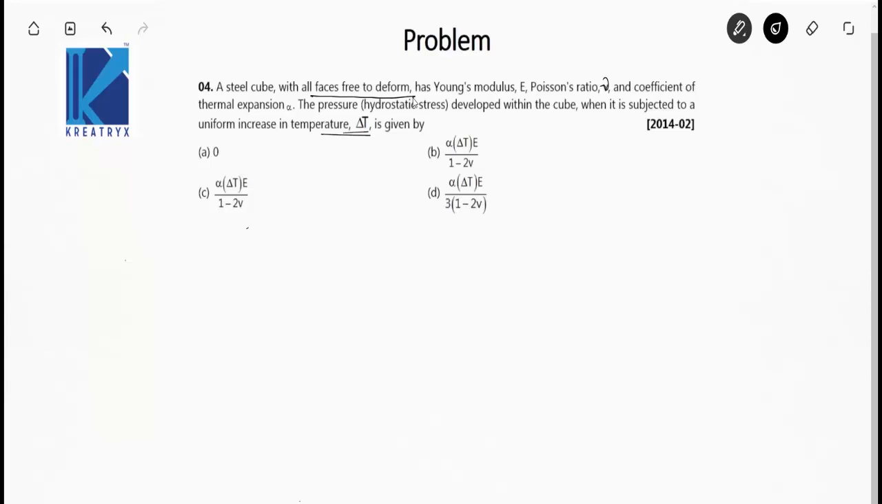So the steel cube is free to deform, there is no restriction on it, and when it is subjected to a uniform increase in temperature delta T, there will be strain in the cube, but the stress will be zero because the steel cube is free to deform. So the answer will be option A.